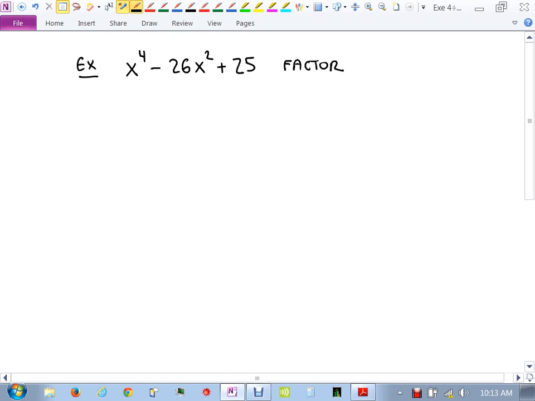So, do we have a GCF? No, right? No number goes in all those. There's no x's in all of them. There's 3 terms, right? So we can try an AC method.